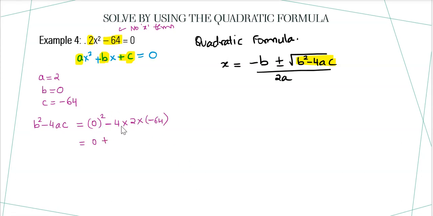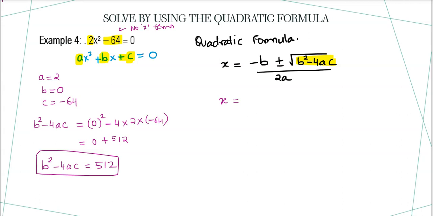So what does this give you? 4 times 2 is 8. 8 times 64, how much is it? 512. And so you get the value of the discriminant b² − 4ac as 512. It is a positive value, so it means the roots are going to be real and distinct. Okay, so let's see what the roots are. x = −b, which means minus of 0, plus or minus the square root of 512, over 2a, which is 2.